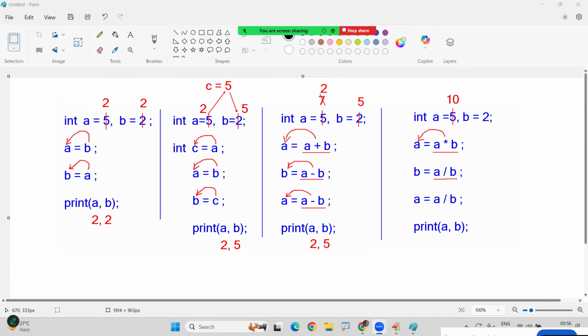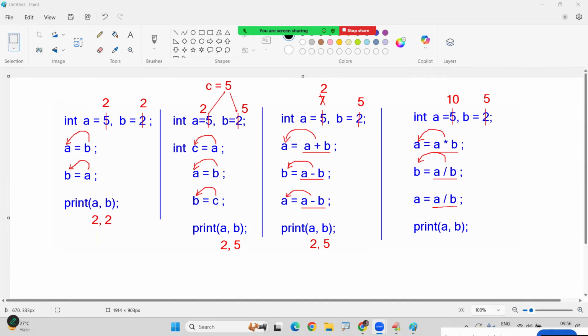Next, A by B. Look at this. 10 and 2. 10 by 2, 5. 5 will store into B.